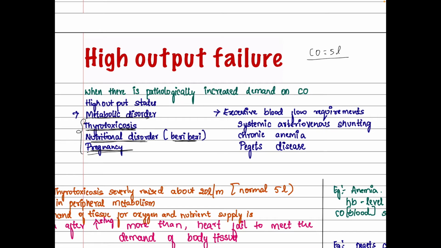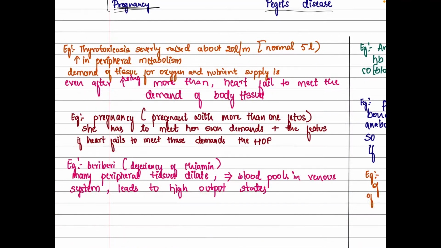And in some conditions with excessive blood flow requirements, the oxygen in the blood is not enough for the body tissues. These conditions include systemic arteriovenous shunting, chronic anemia, and Paget disease. Now let's see how these conditions lead to high output failure. Thyrotoxicosis is defined as increased thyroid hormone in the body.